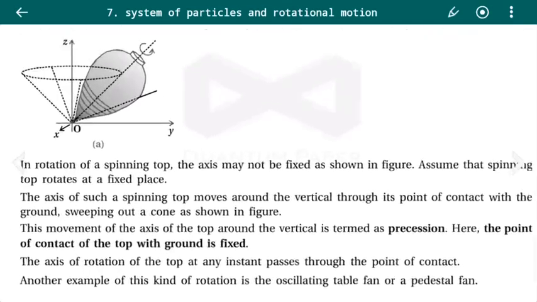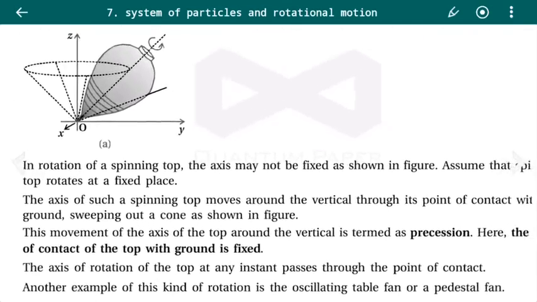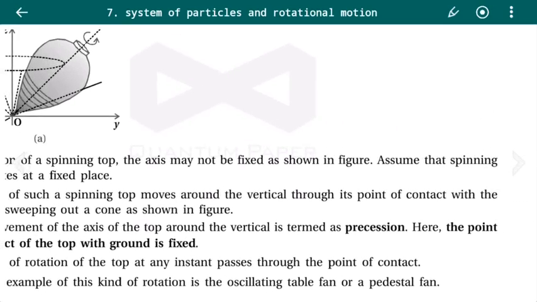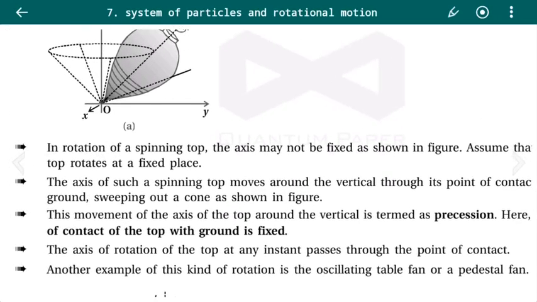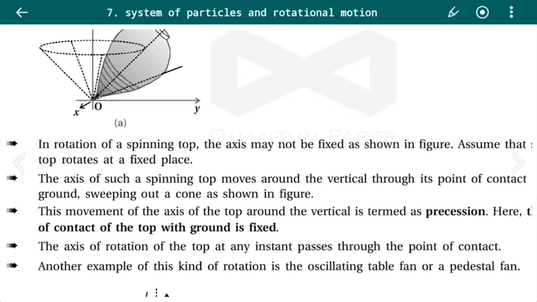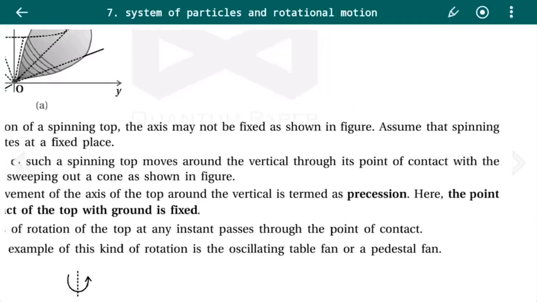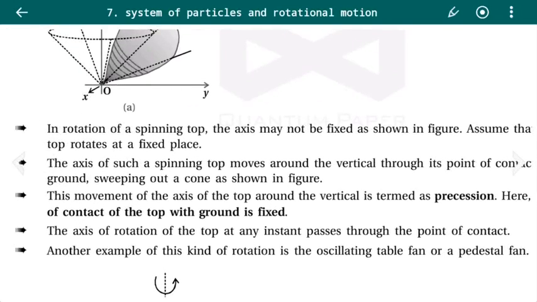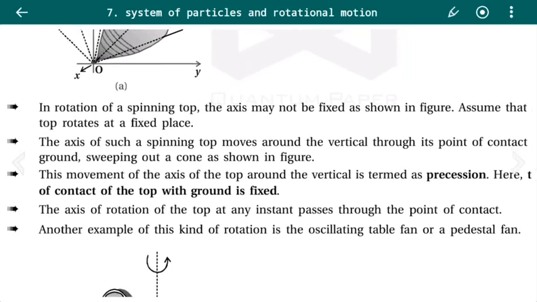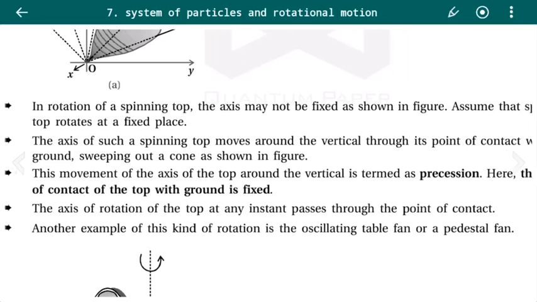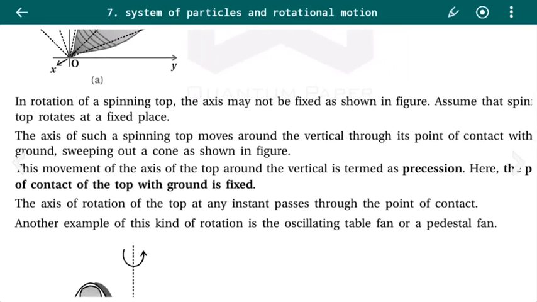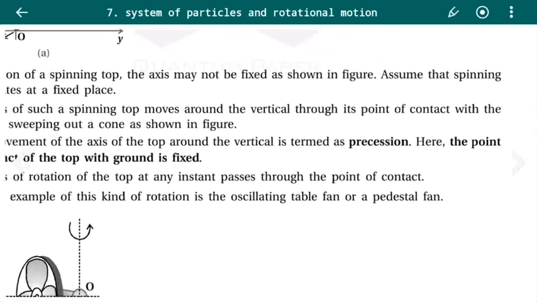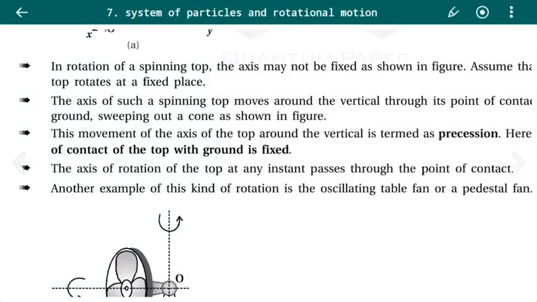Now in rotation of a spinning top, the axis may not be fixed as shown in the figure, assuming that the spinning top rotates at a fixed place. The axis of such a spinning top moves around the vertical through its point of contact with the ground, sweeping out a cone in the figure. This movement of the axis of the top around the vertical is termed precession. Here the point of contact of the top with the ground is fixed.